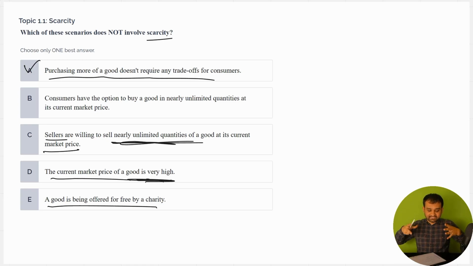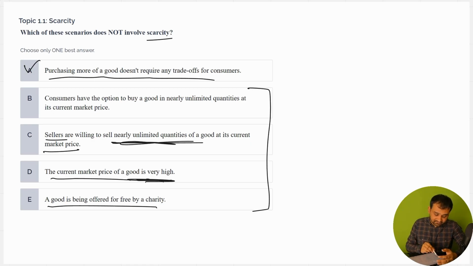So a charity has a limited amount of resources available. With the money they have raised, they can decide to provide food for people, or they can decide to provide shelter for people. Just because it's being given for free doesn't mean scarcity was not involved here. So that explains how in these four options we see scarcity in action, but the first one does not involve scarcity. So that would be the answer.